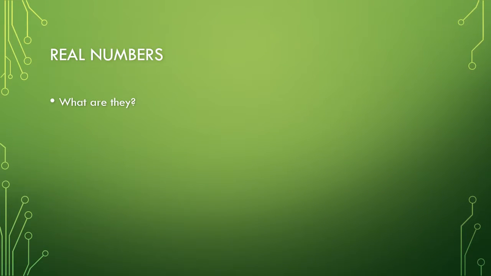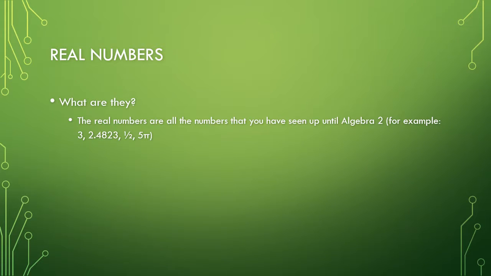To begin, let's look at what real numbers are. The real numbers are all the numbers that you've seen up until you start taking Algebra 2. That includes numbers like 3, 2.4823, 1/2, 5 pi, etc.